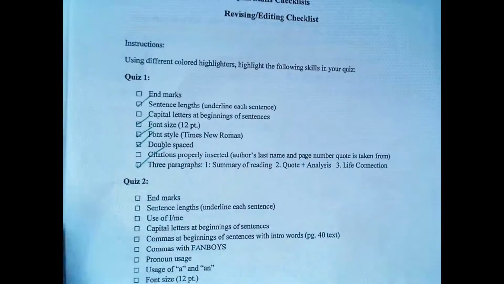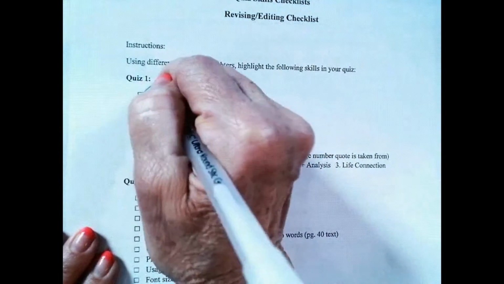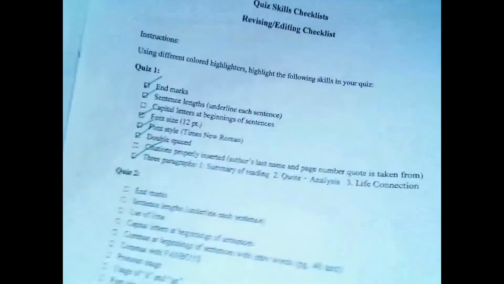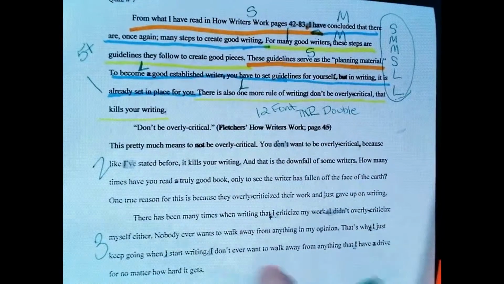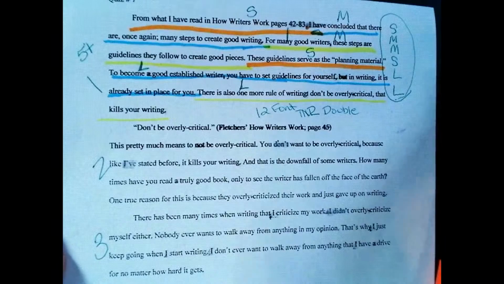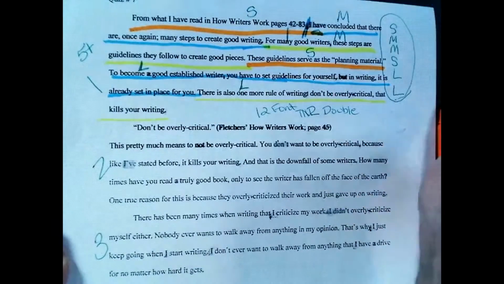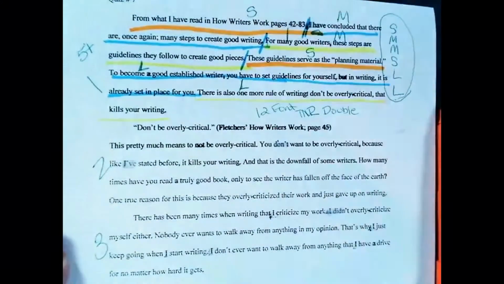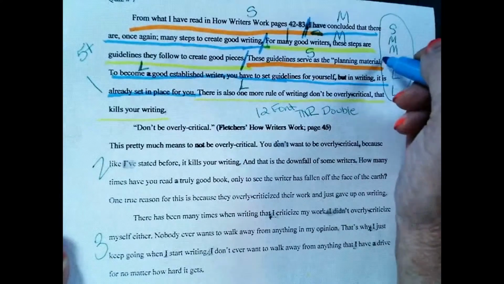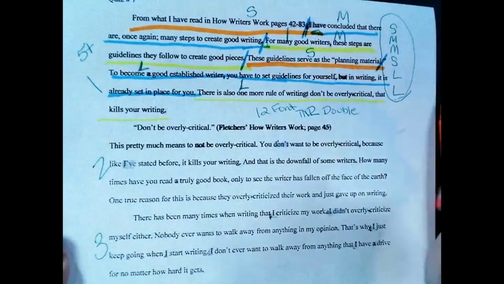Okay. Now the next thing we're going to go in and mark are the end marks. I'm going to check that off on the list. Okay, so let's do our end marks next. Choose any color that you like, whatever works well for you. I'm just going to go through and I'm going to highlight those end marks. They should be fairly easy to find after doing your sentence lengths. So we should see end marks at each of those.